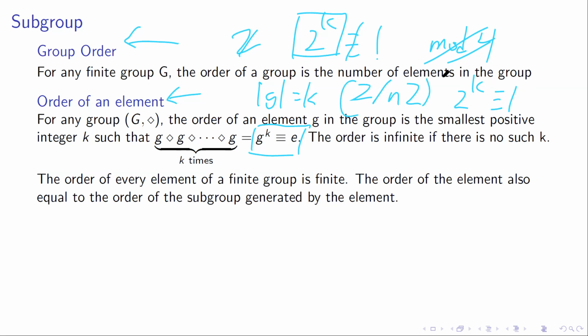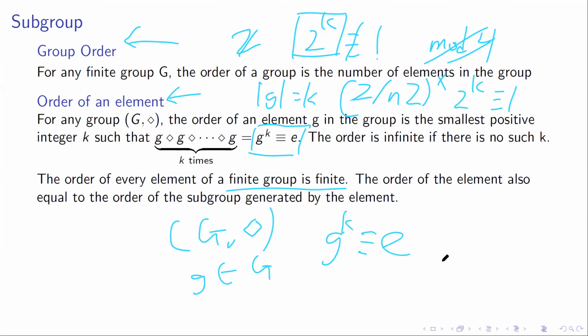So the order of every element of a finite group is finite. This means that if I have a finite group G, then for every element in G, there must be an integer k such that raising it to the power k equals back the identity element. This is what this statement is saying.